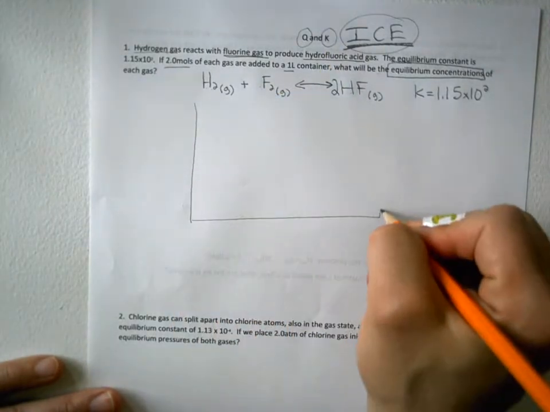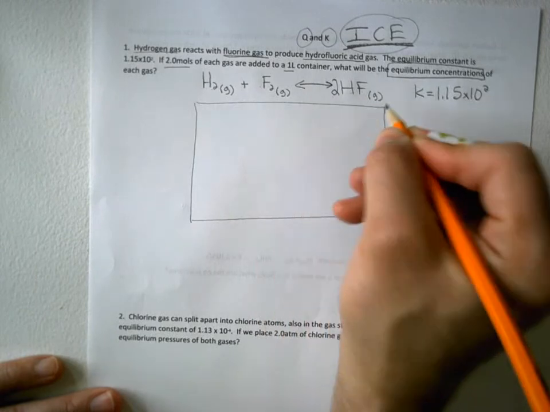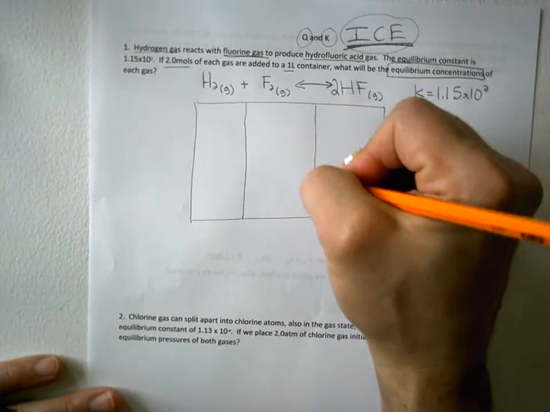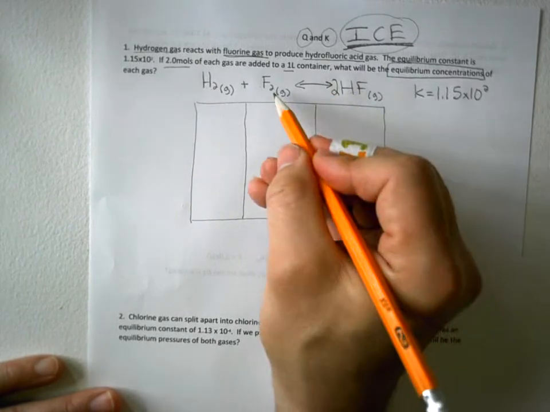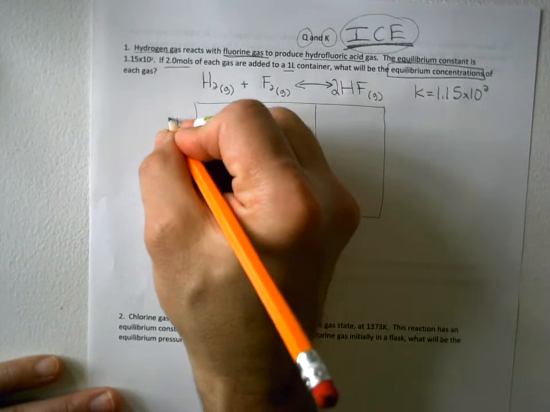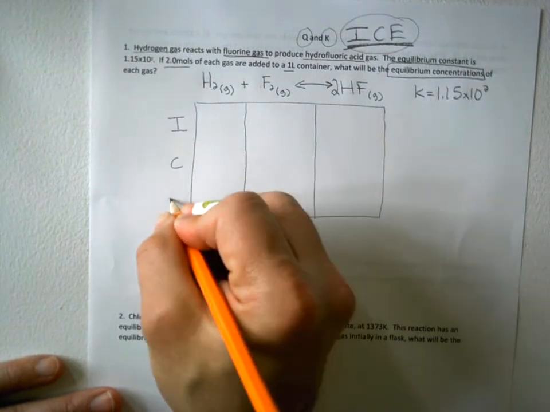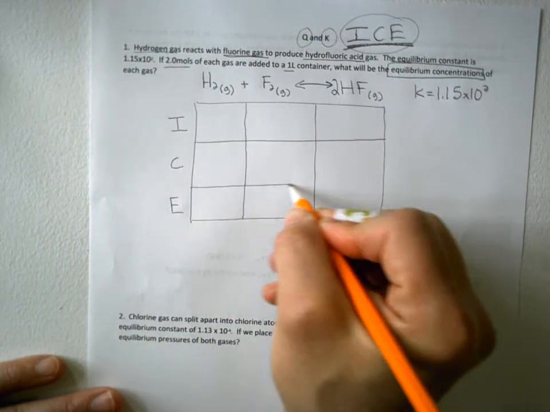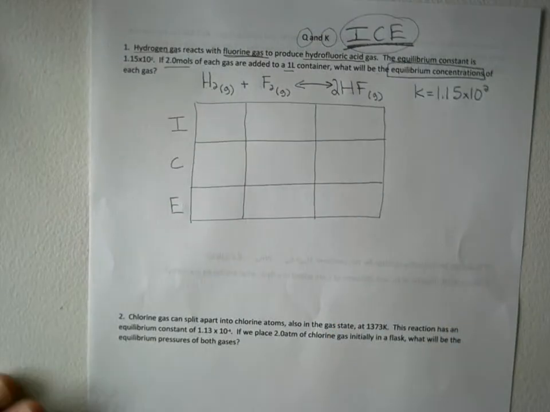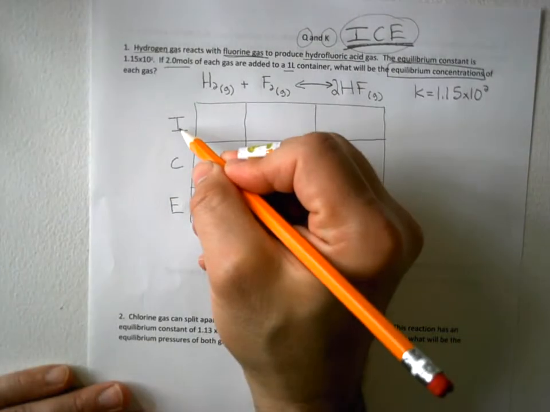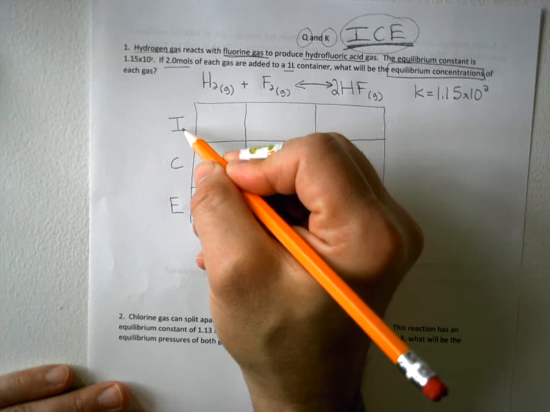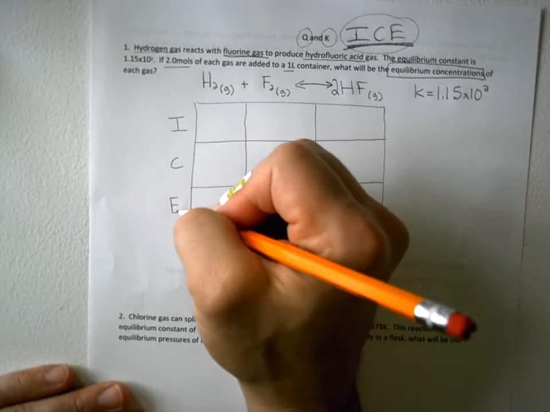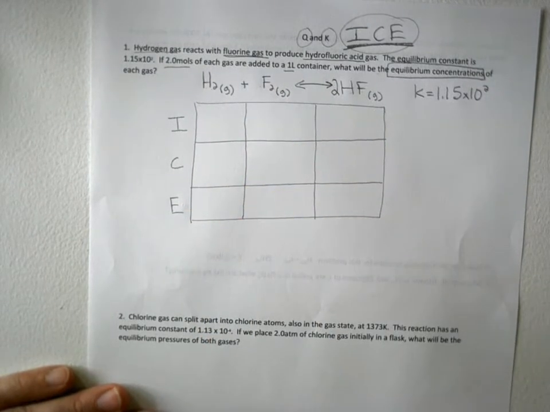So let's get a little table here, and I always do it right under my chemical reaction. I kind of make a column for each substance. So I have 2HF, F2, and H2, and then we get the little acronym ICE here on the left-hand side. We'll fill in our table. So the I in ICE stands for initial concentration. The C stands for change in concentration, and the E stands for equilibrium concentration.